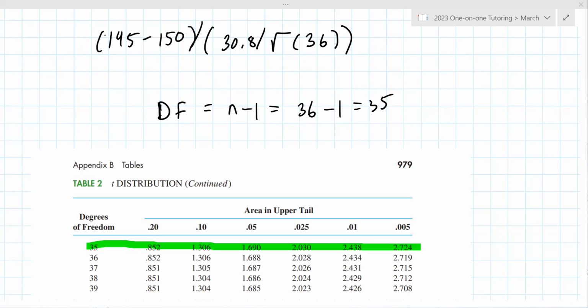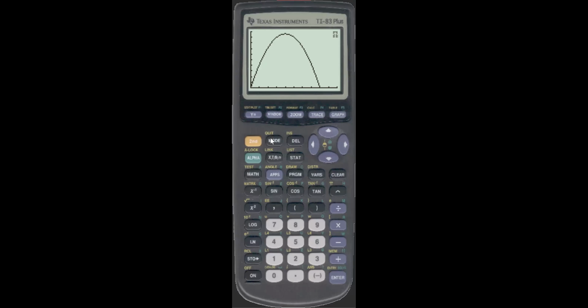All right. Let me go over to the calculator here. Let me know when that loads up. So what we're doing here in this problem, there's a couple ways to do it. First way is to go to stat tests, and we're doing a t-test here. Does that look like something you've seen before?